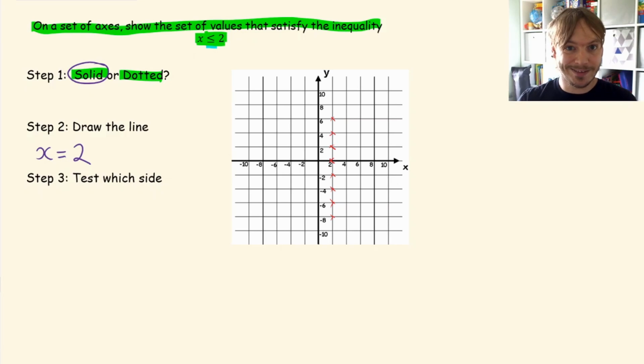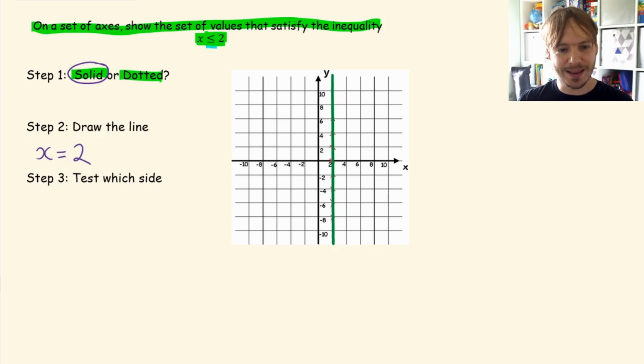Now, once you get practiced at this, you don't need to plot them, although it is always a fairly good idea to plot them. And then all we do is draw in a nice straight line, preferably with a ruler. And because our question number 1 was solid, we just draw a solid line. Done. So step 2 is draw the line. Step 3, this is where the difference comes in. And step 3 just says test which side of the line.